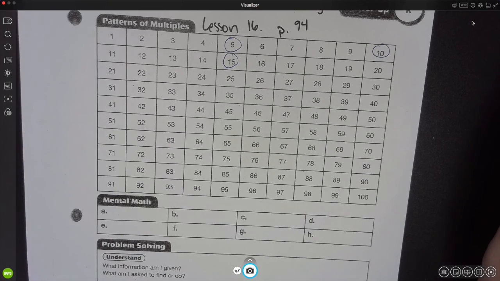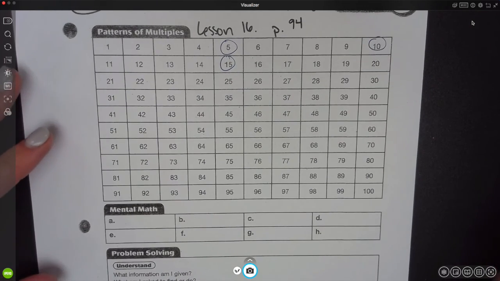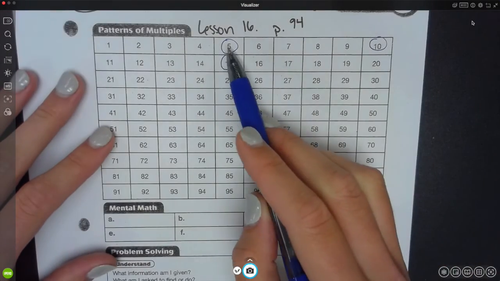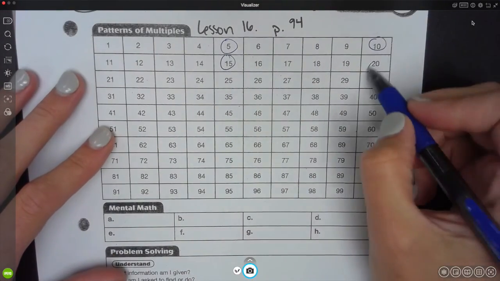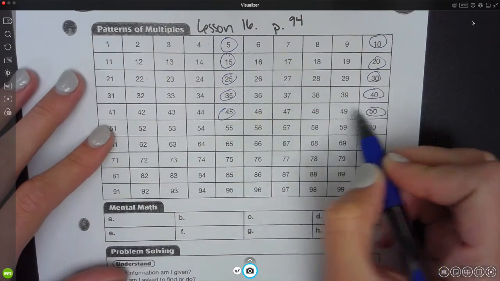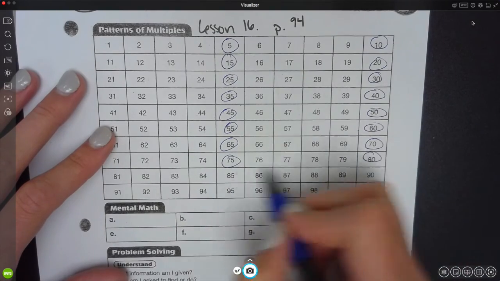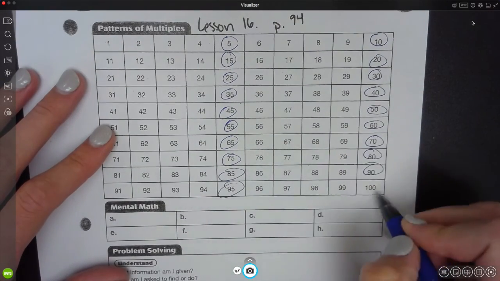Awesome, you should be done with your power up by now. If you're not, press pause and finish it, but let's go with our multiples of 5. 5, 10, 15, 20, 25, 30, 35, 40, 45, 50, 55, 60, 65, 70, 75, 80, 85, 90, 95, 100.